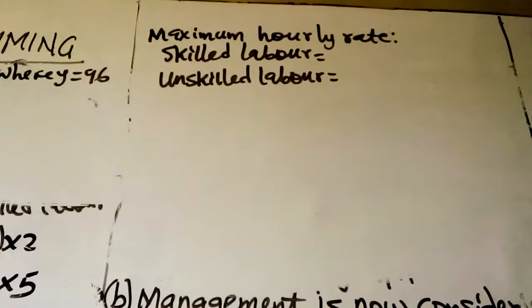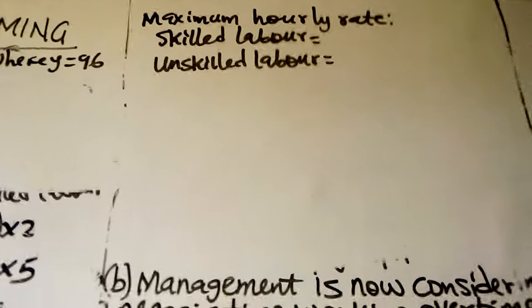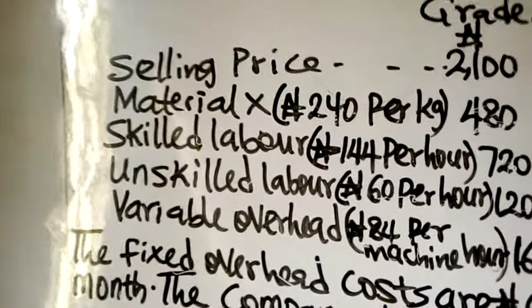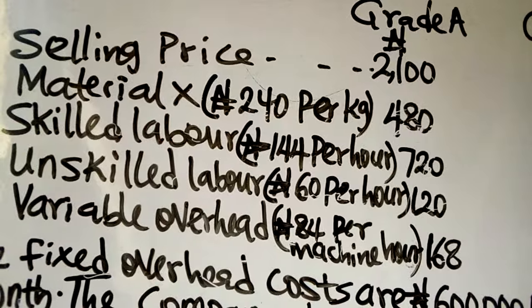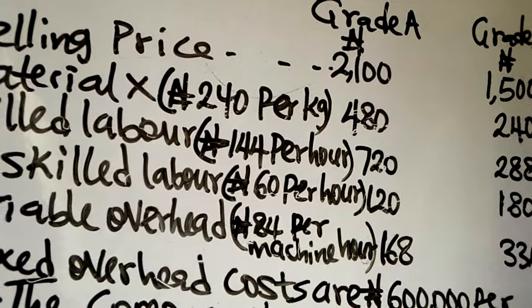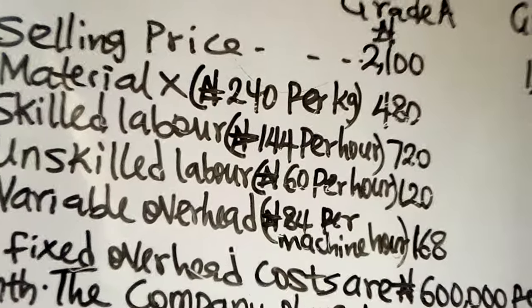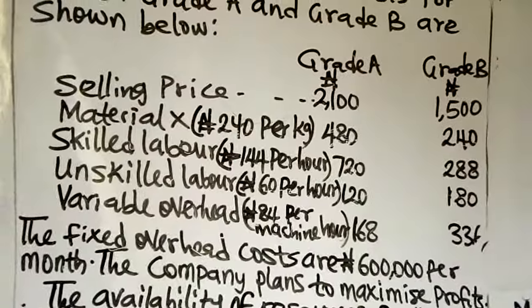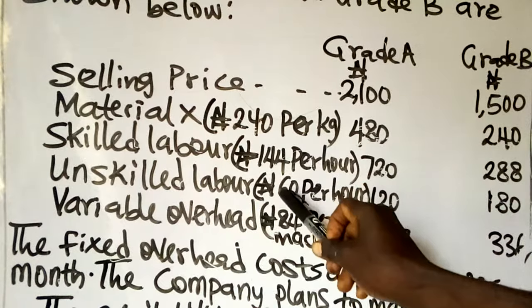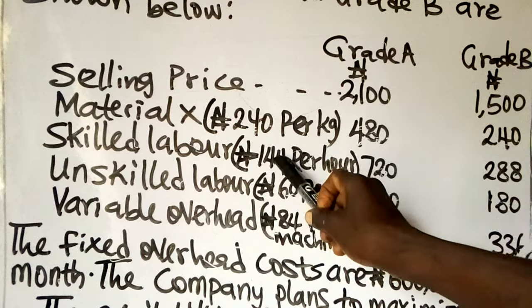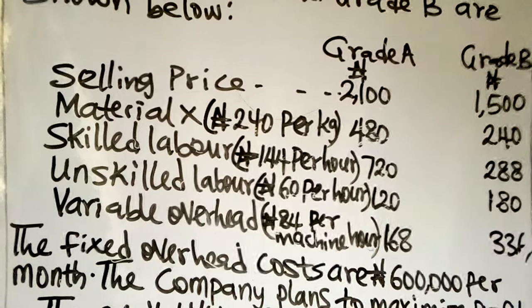How much was the amount payable per hour for both skilled and unskilled labor before? You were told the skilled labor is 144 naira per hour, while unskilled labor is 60 naira per hour. 144 naira per hour and 60 naira.